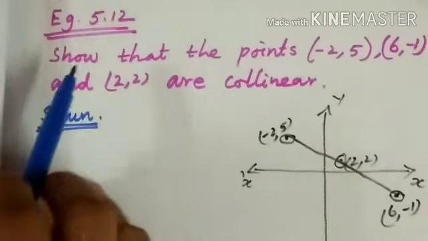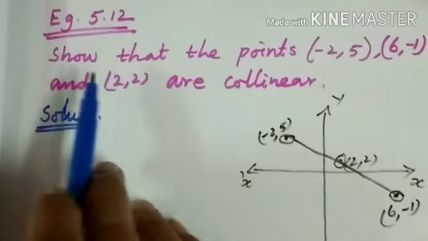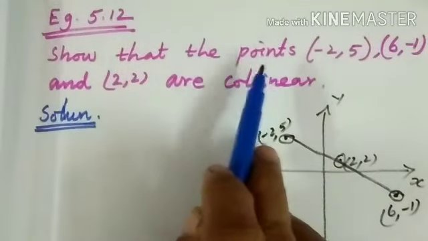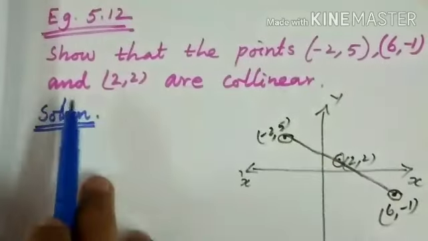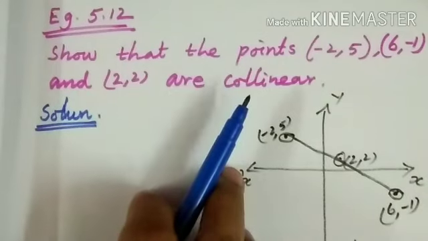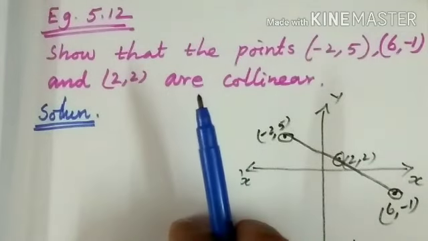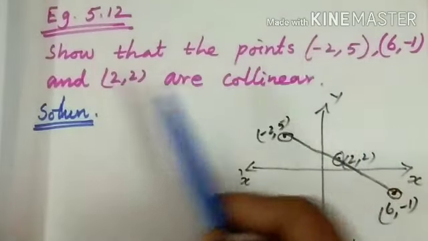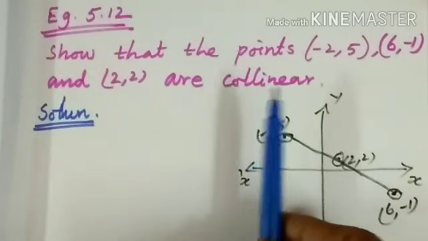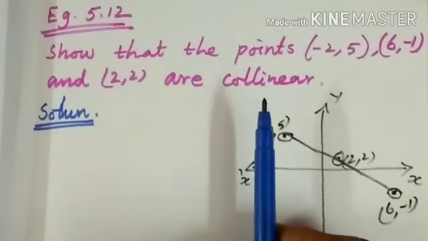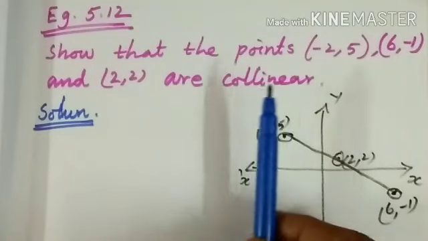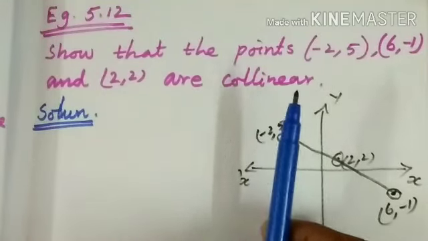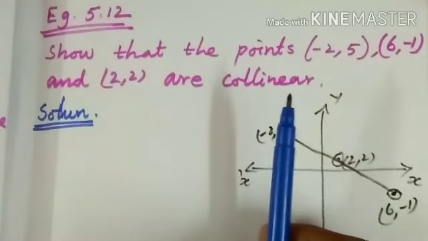Let us do the next example 5.12. See the question. Show that the points minus 2, 5, 6, minus 1 and 2, 2 are collinear. In this question, 3 points are given. We have to check whether it is a collinear or not. What is the concept of collinear? Yes, collinear is nothing but it is a straight line.